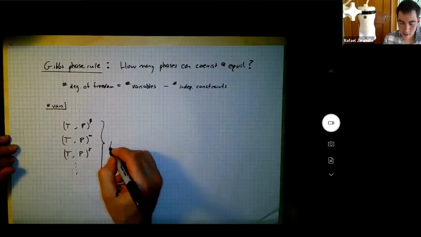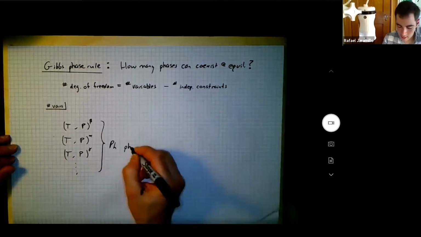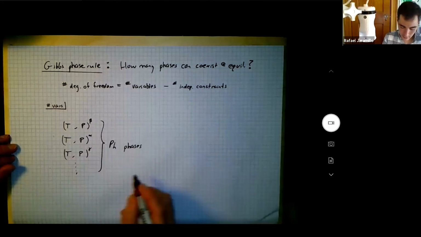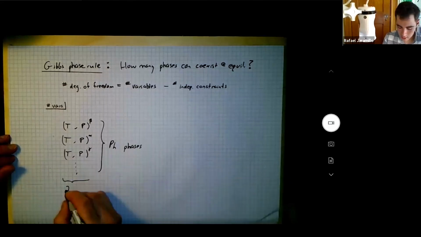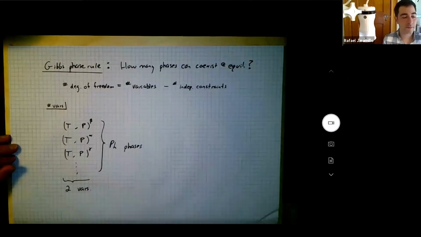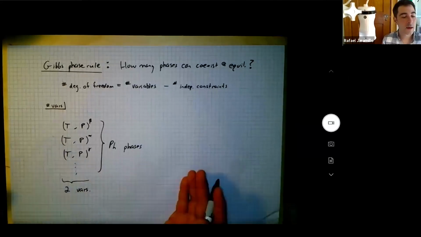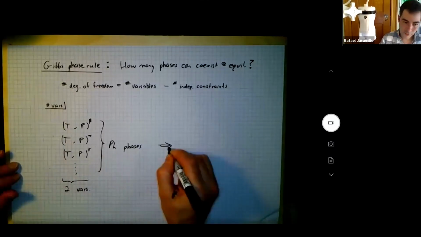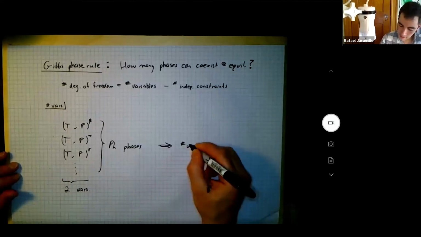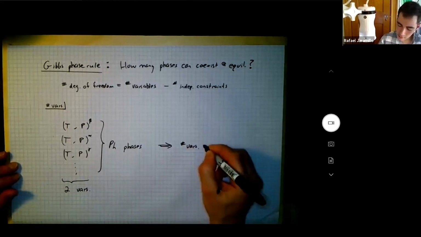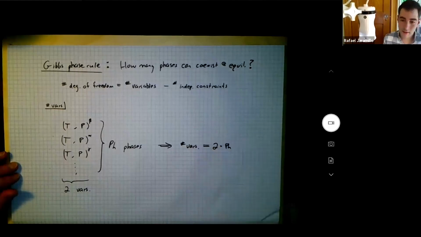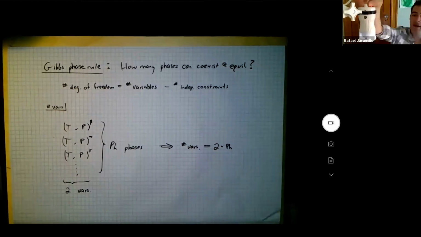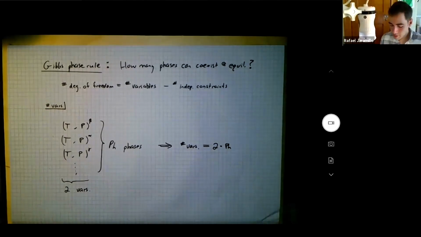For each of phi phases, I have two variables. That's what I mean to set up: an array of phases and two variables. So in this approach, the number of variables in my system equals 2 times phi. And I use phi because the textbook uses P, whereas in every other page of the textbook, P means pressure. So I don't like what they do. So I use phi. All right, so that's okay.